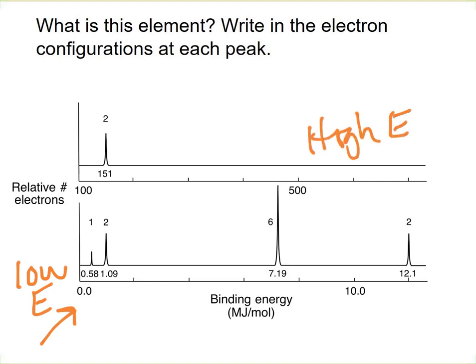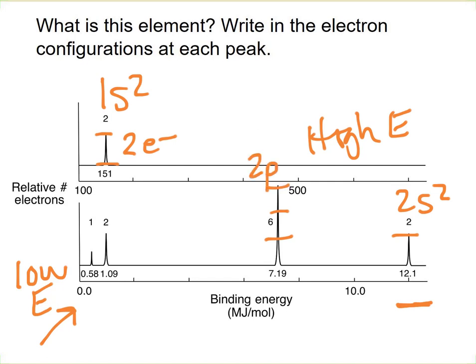So I know that the one closest to the higher energy is my 1s2 peak. Then I'm going to go to the next highest energy, so that would be over here, 2s2. And over here I can read that this one is triple my 2 peak. You can always compare it to the first peak because the first peak is always going to be 2 electrons. So this one is triple, so I know I have 6 electrons, so 2p6.